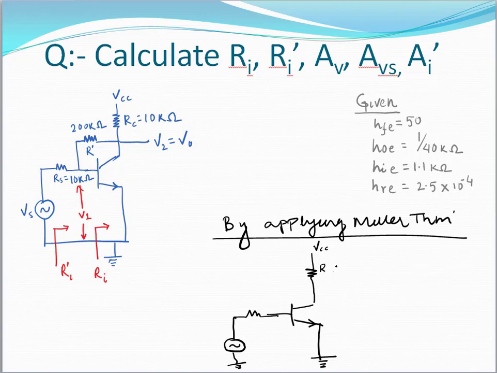This is RC, 10 kilo ohm. Output is taken here from this node V0. This is the circuit without the feedback element.